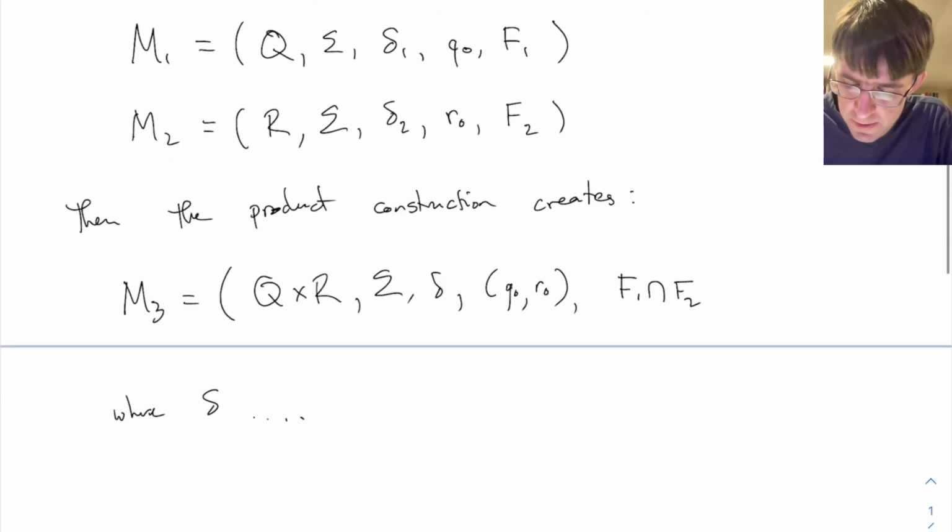Really what I want to say is something like the set of all pairs where the first thing in the pair is part of F1 and the second thing in the pair is part of F2. Anybody know how to say that here? There actually is an easy way to say that with set theory language.